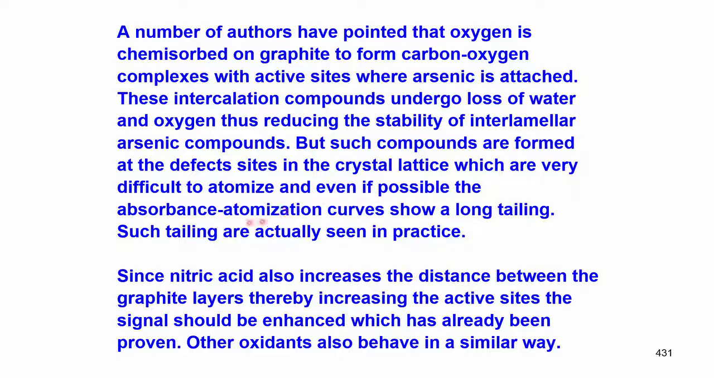Even if it is possible to determine, the absorbance atomization curves show a long tailing. That means a tailing curve cannot give you a deciding decision regarding the optimum temperature, because you do not know when to stop. Such tailings are actually seen in practice for most elements such as arsenic. Another point is that nitric acid also increases the distance between the graphite layers.